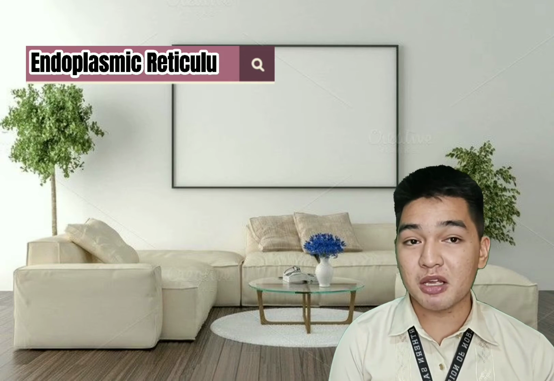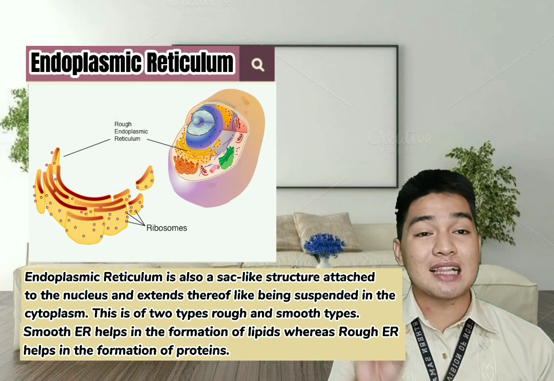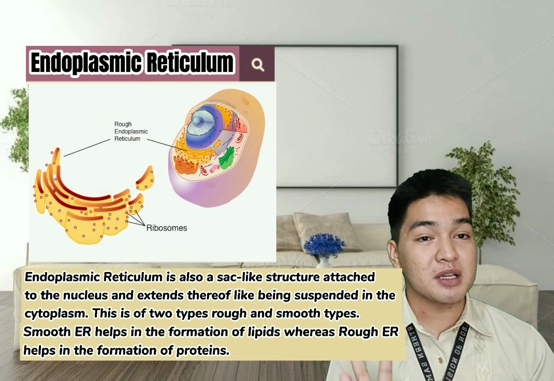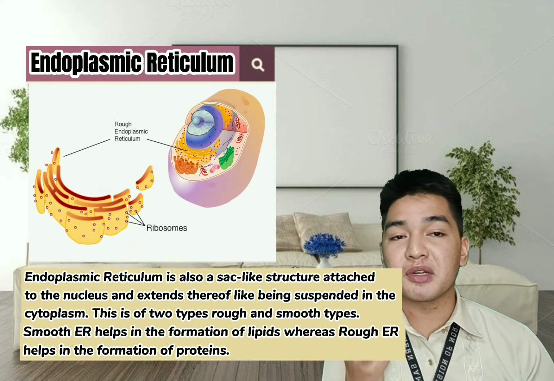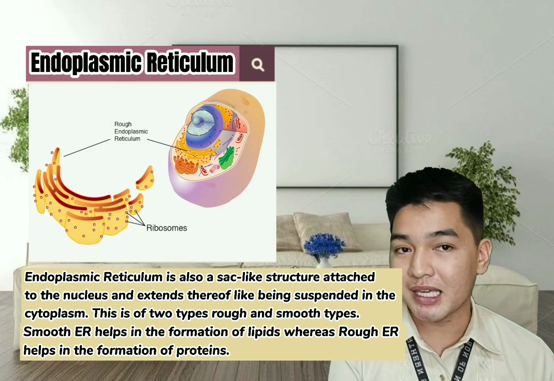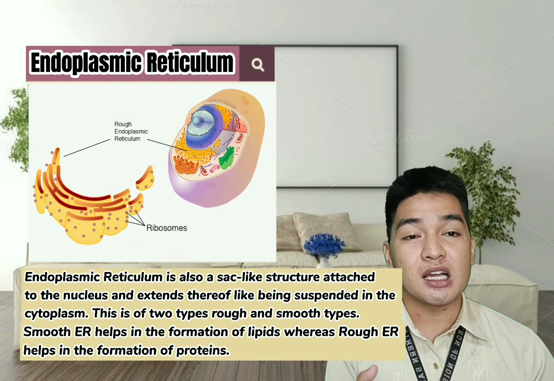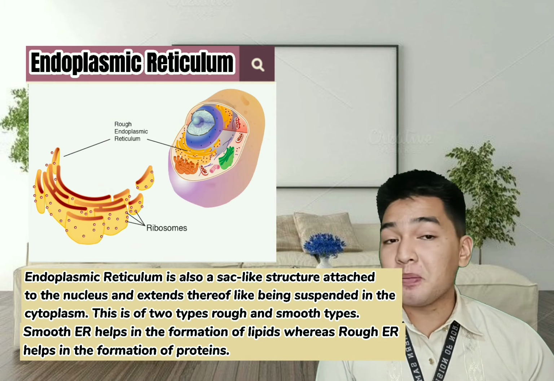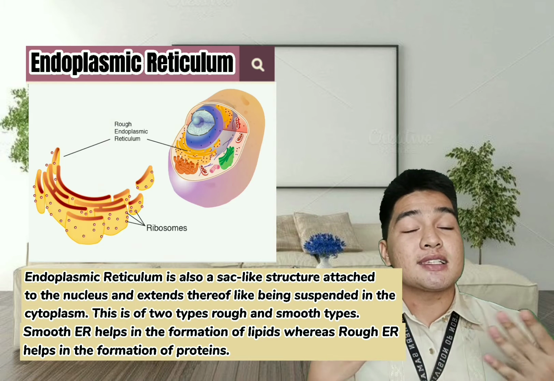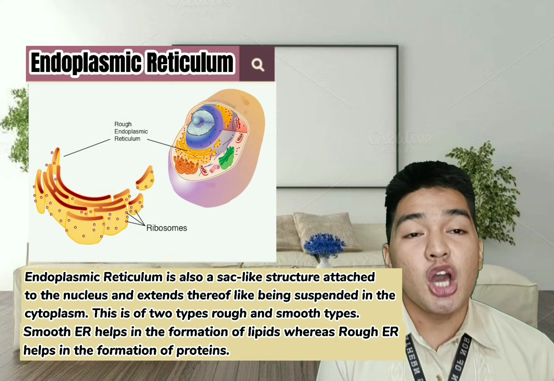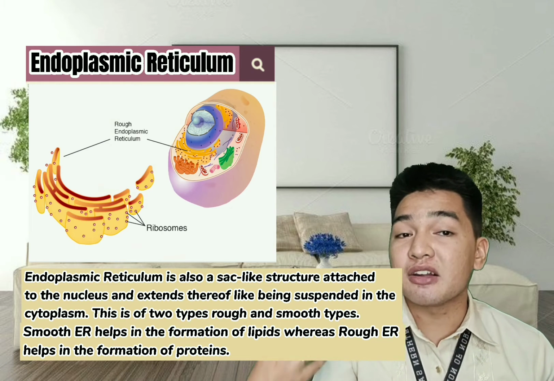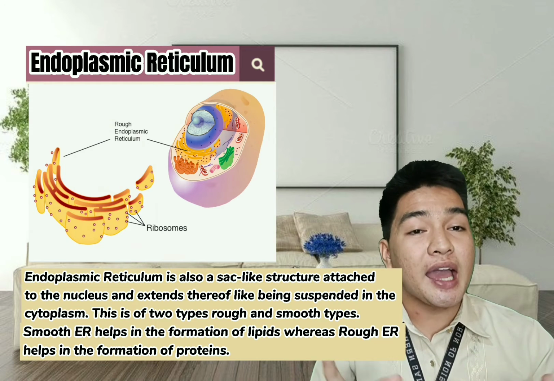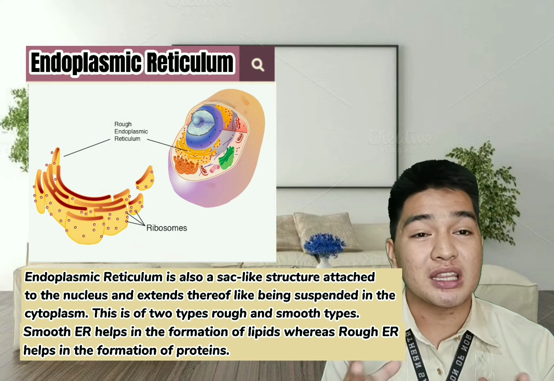Next is the endoplasmic reticulum. Endoplasmic reticulum is classified into two: the smooth endoplasmic reticulum and the rough endoplasmic reticulum. The smooth endoplasmic reticulum help the formation of lipids, while rough endoplasmic reticulum helps the formation of protein. Pero yung rough endoplasmic reticulum is not the site of protein synthesis. Yung ribosome na naka-attach sa rough endoplasmic reticulum ang actually na gumagawa ng protein. Kaya siya tinatawag na rough endoplasmic reticulum.